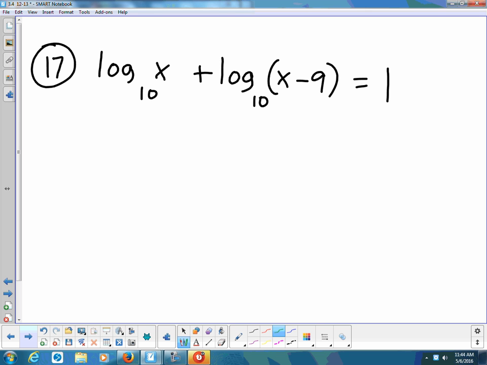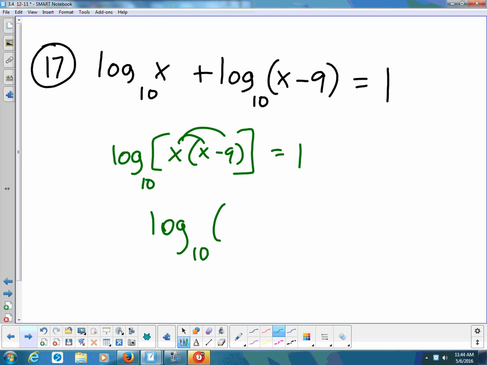Log to the base 10 of x times x minus 9. Do people agree with that? Yes. All right, and then what would be our next step? Multiply it out. Sure, so we can get log to the base 10 of x squared minus 9x equals 1. Then what? Put it in exponential form, which is going to be what? 10 to the first equals x squared minus 9x.